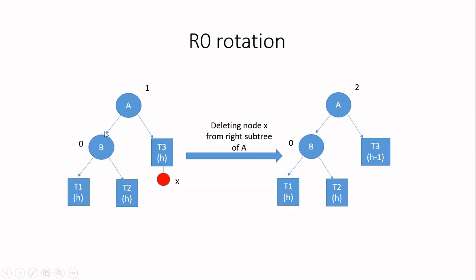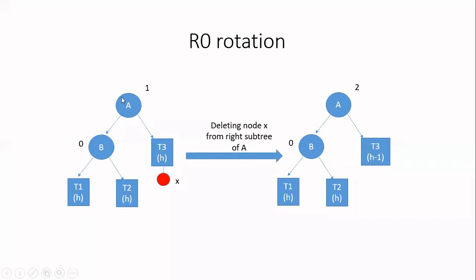If you consider node B, you first have to calculate the balance factor of node B. The balance factor of node B is the height of the left subtree minus the height of the right subtree. So here, the height of the left subtree up to T1 is H. Therefore, with respect to B, you have to consider this link also, so it is H plus 1. Then up to T2, the height is H, so with respect to B, it is H plus 1. So the balance factor of B is H plus 1 minus H plus 1, so you will have 0.